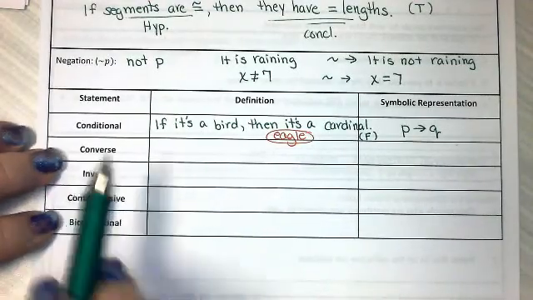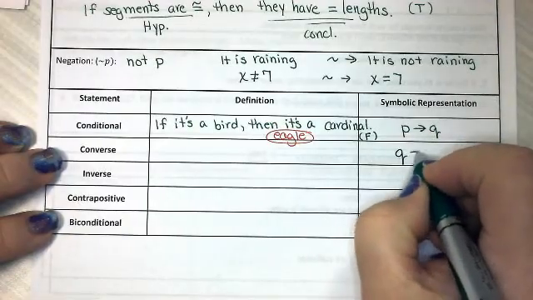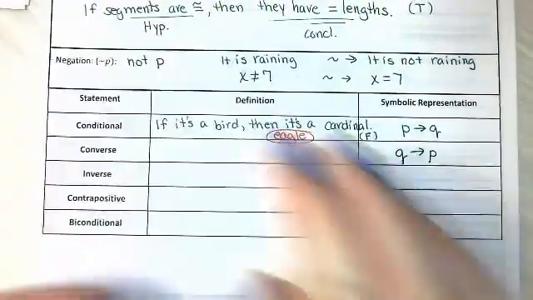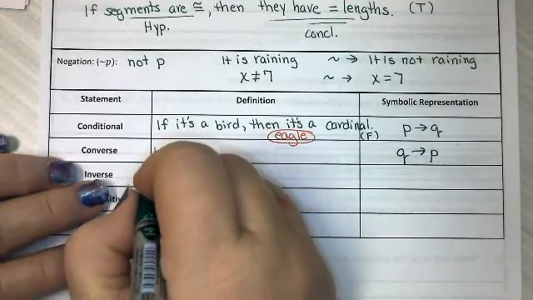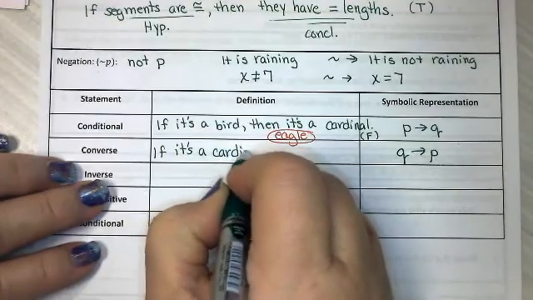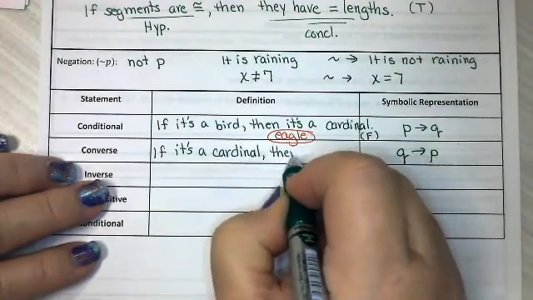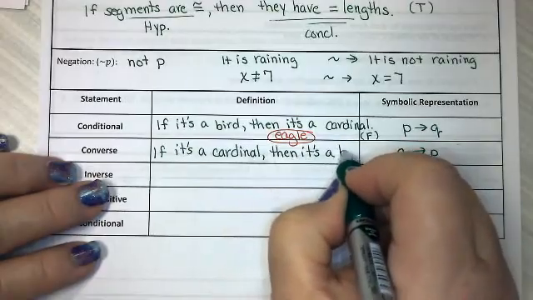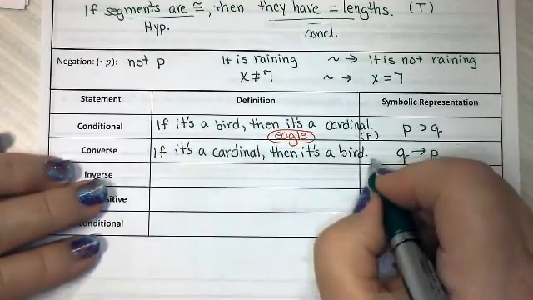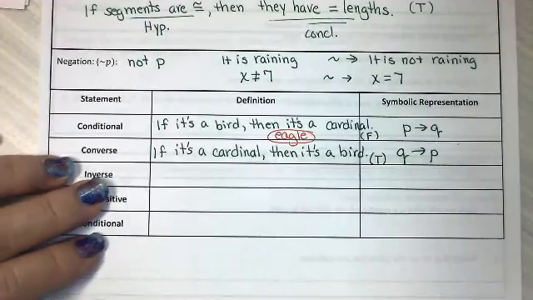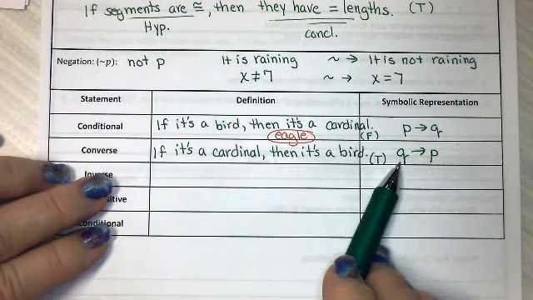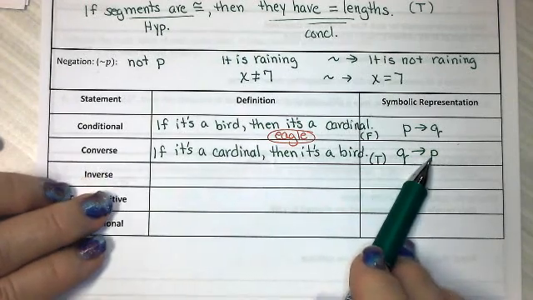All right, next up is what we call the converse. The converse is just going to switch things. It's going to be Q then P. So conditional, converse. They're going to switch places. So this time we write if it's a cardinal, then it's a bird. Now, is that a true statement? If it's a cardinal, then it's a bird. I think that's true, because I've never seen a cardinal that wasn't a bird. So that's our converse statement. We switched it around to make it Q to P.